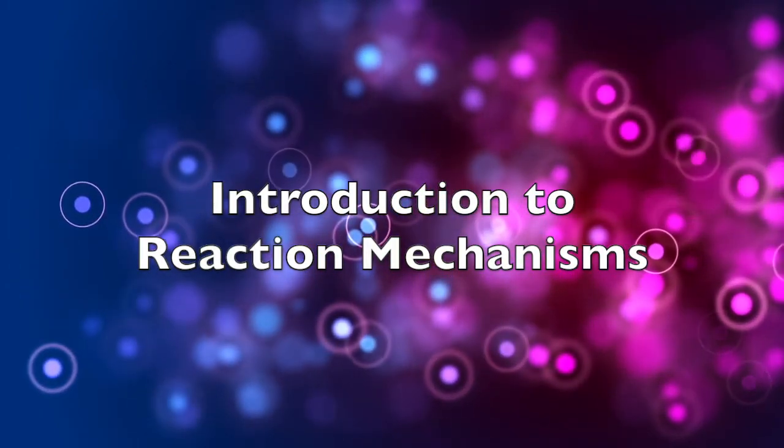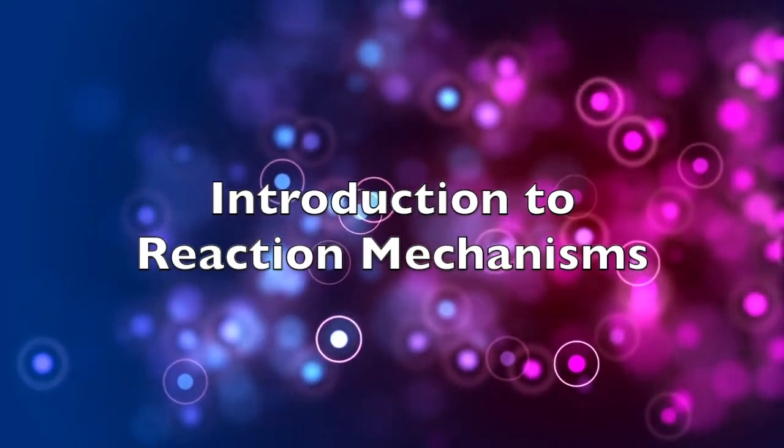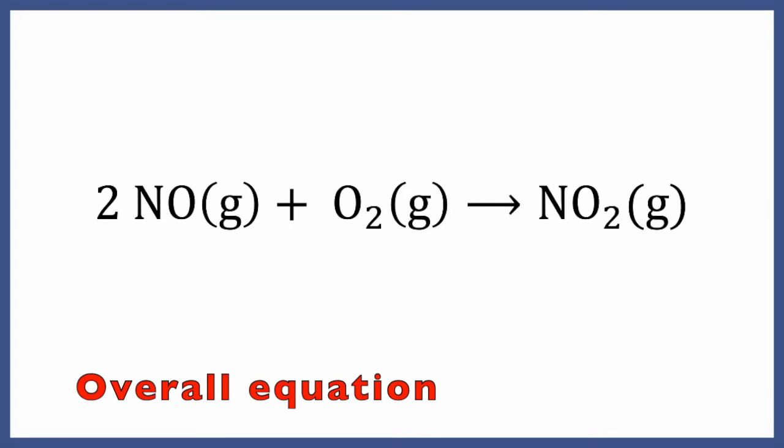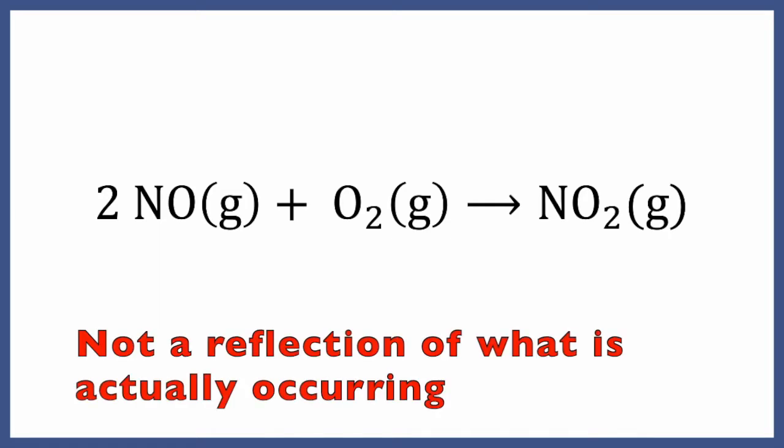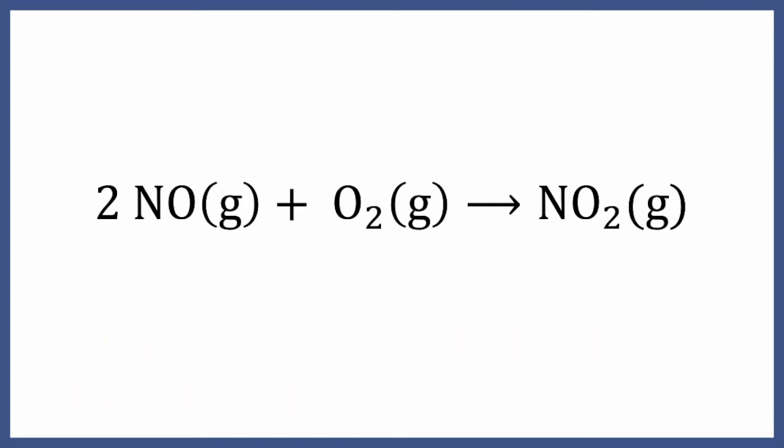Today we're going to talk about reaction mechanisms. Many reactions don't occur through a single step, but through a series of elementary reactions, and these reactions add up to form an overall chemical reaction. Now, the overall equation is useful for studying things like yields, quantities, and stoichiometry, but it's not a reflection of what is actually occurring on the molecular level.